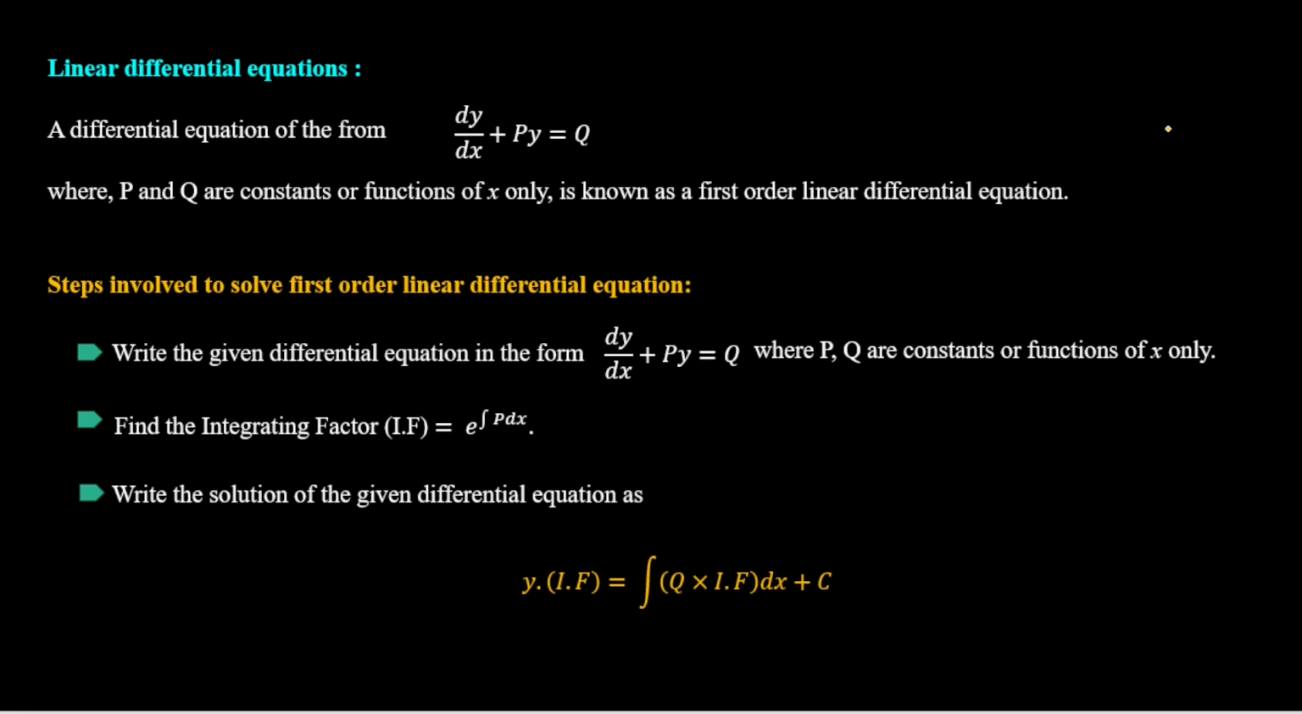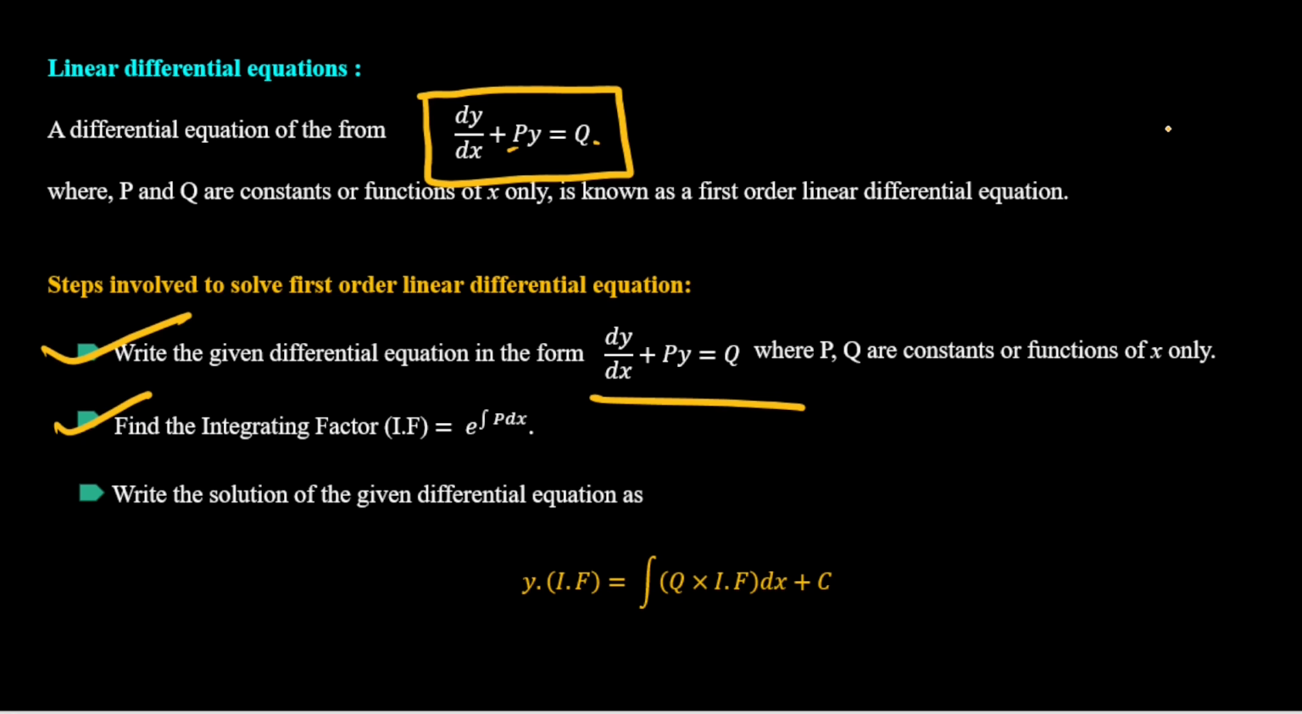First, a differential equation of the form dy/dx plus p of x into y is equal to q of x, where p and q are either constants or functions of x. The steps involved to solve the first order linear differential equation: first, write the differential equation in this form. This is the standard form. If we write the standard form, then we apply this method. First find the integrating factor, that is e to the power integration p dx. Then write the solution.